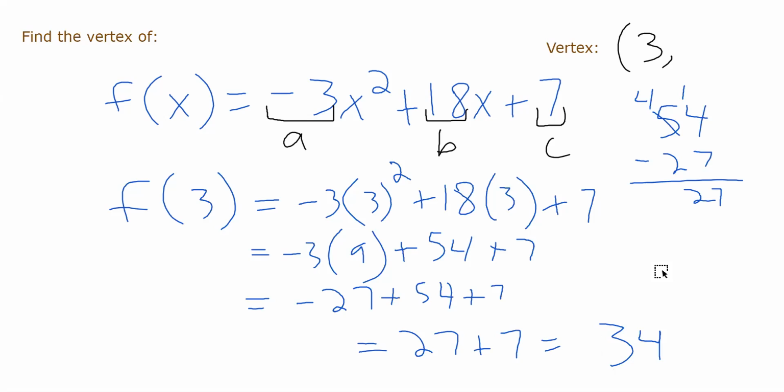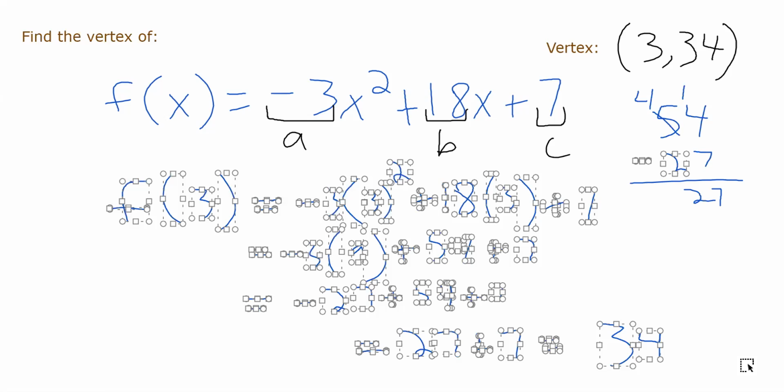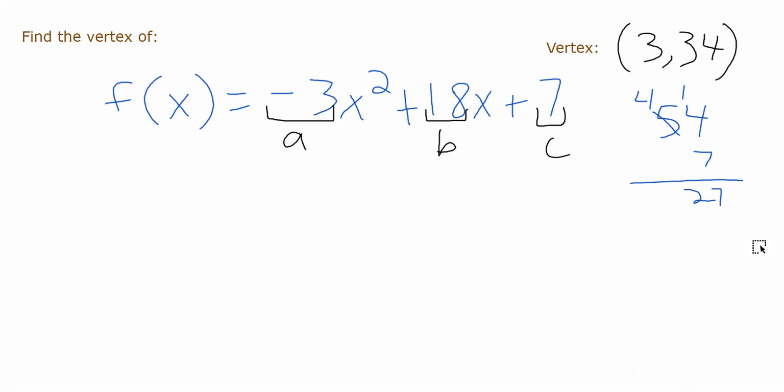So that's going to be our y coordinate here, and now we're done. So we've got the vertex as 3, 34. Let's do a simple graph of this. It's not going to be a fully detailed graph. We're going to do a simple low down version of this, where all I'm going to do is label the vertex, and all I'm going to do is make it either a frowning or a smiling graph.